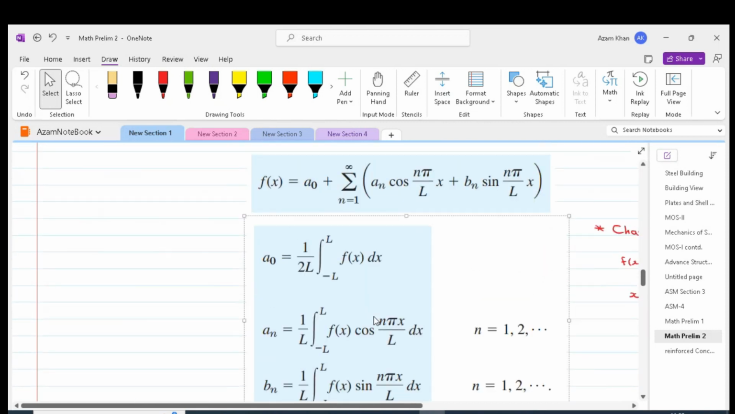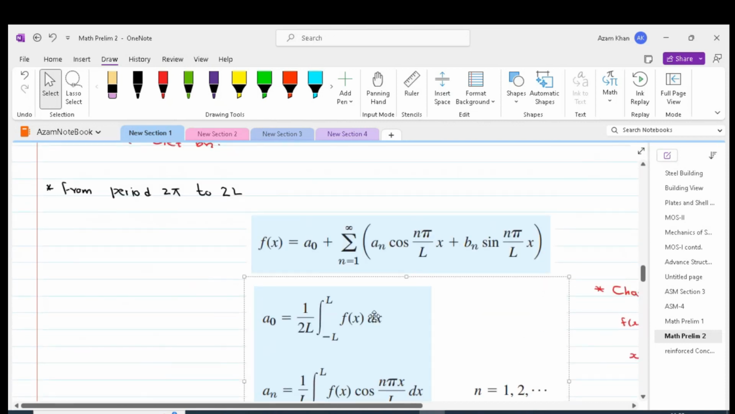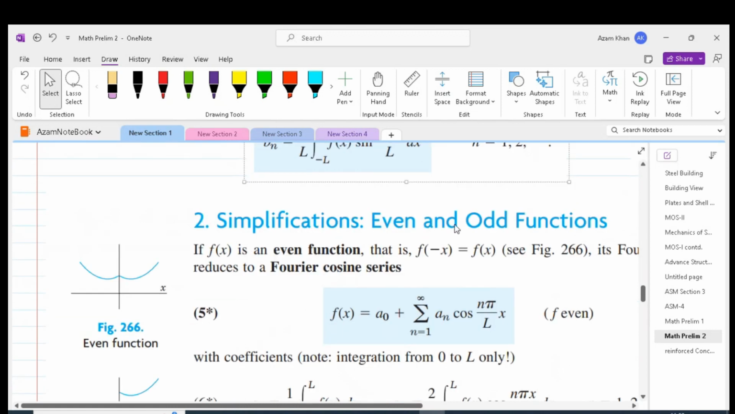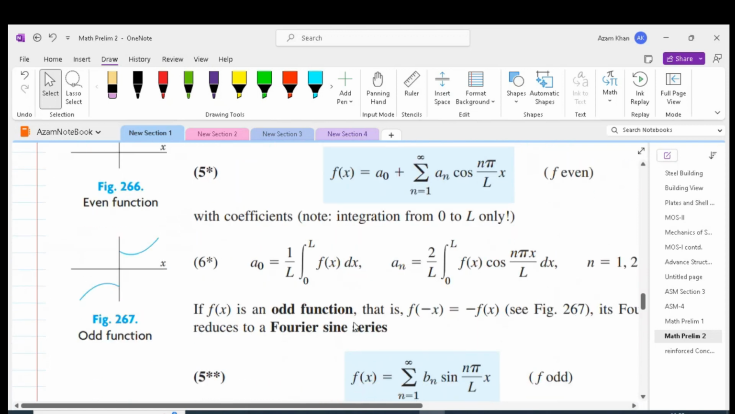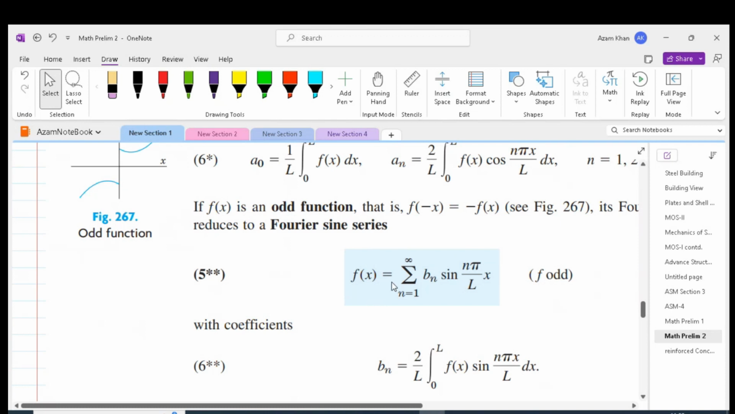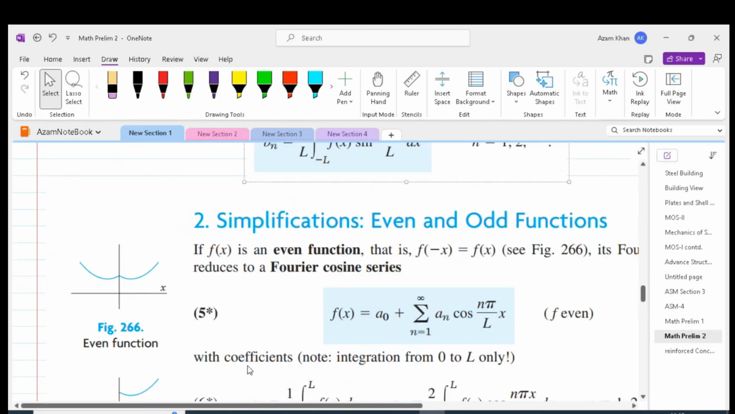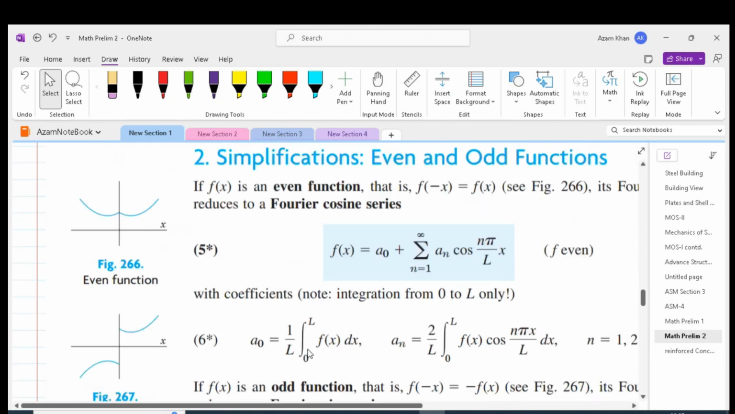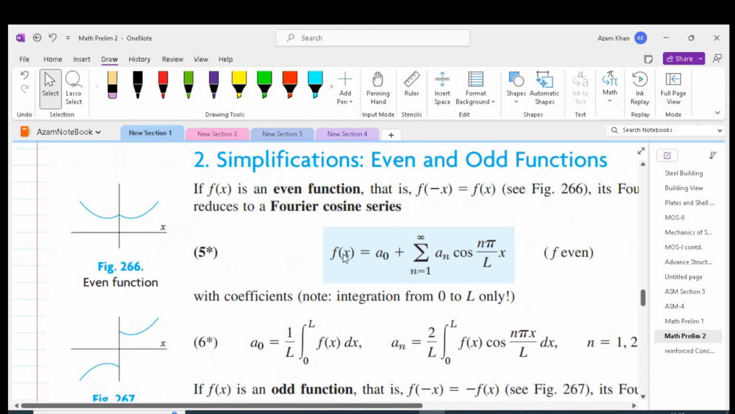So we have essentially discussed three different forms of our Fourier series. The first form considers both cosine and sine terms. The second form considers only the cosine term and is applicable to even functions. And the third form considers only the sine term and is applicable to odd functions. If our applied load is either an even or odd function, then that will simplify our calculation and we will be able to approximate a function using these half-range Fourier series.